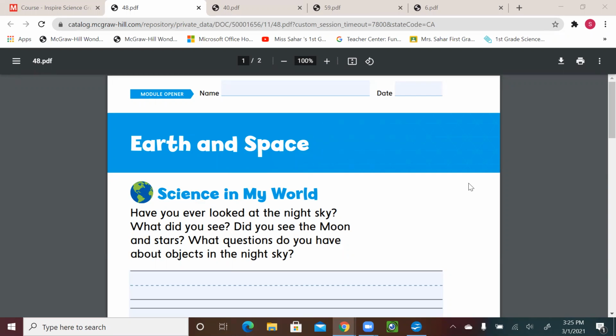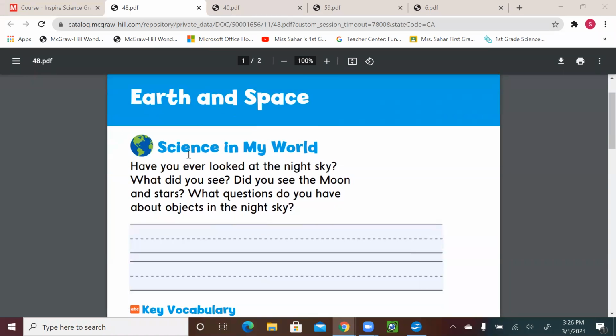We're going to start a new unit, Unit 6, Earth and Space. In this unit, we'll be learning and talking about day and night, seasonal patterns, moon, and the sun and the stars. All right, let's start with page 224. Let's read what we have.